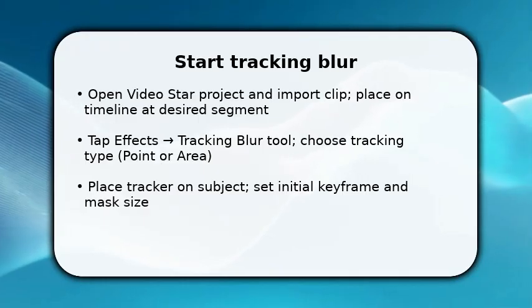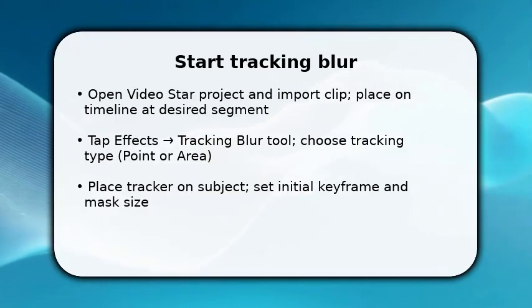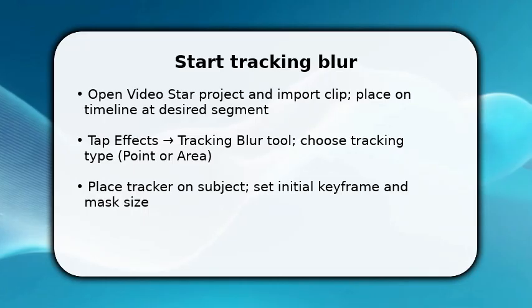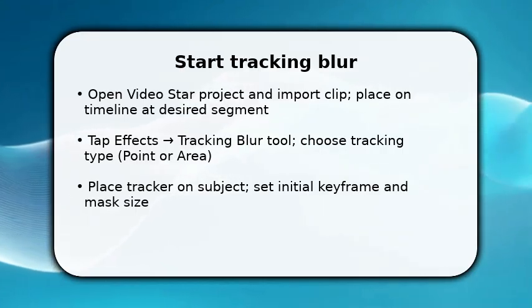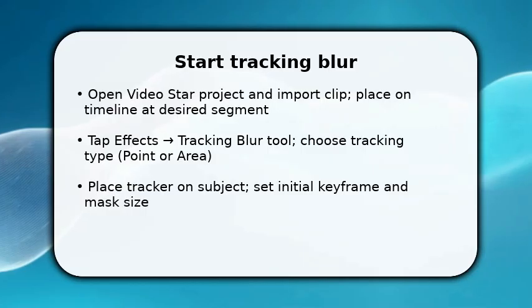You're starting mid-setup. Open your clip in Video Star and jump straight to effects. Once there, pick tracking blur and choose point or area tracking based on subject size. You should place the tracker on the most stable part of the subject, face, logo, or object edge, then create the first keyframe and roughly size the mask. Do this now so the app has a reliable reference.